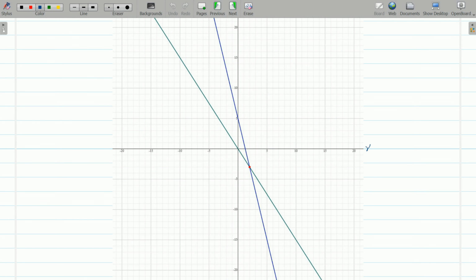Here's the graph for the solution. x is on the positive side while y is on the negative side.